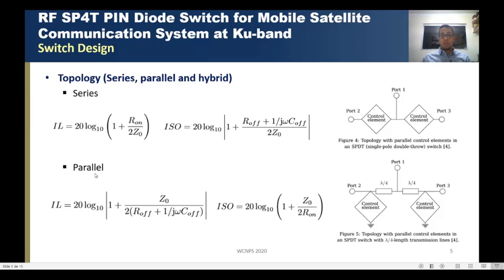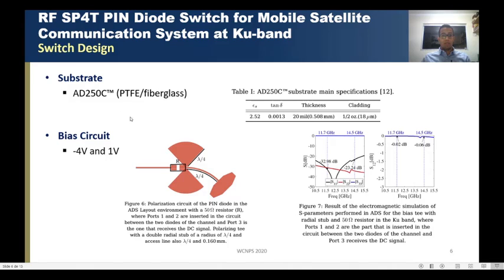diodes. But it also has a disadvantage, which is the use of the quarter wavelength transmission line, which makes the band narrower, makes it more narrowband for the switch. Well, the substrate was the AD250C, which is made from PTFE and fiberglass. These are the main specifications.